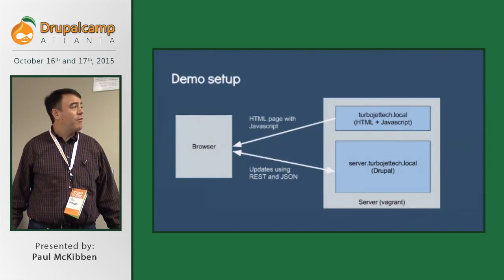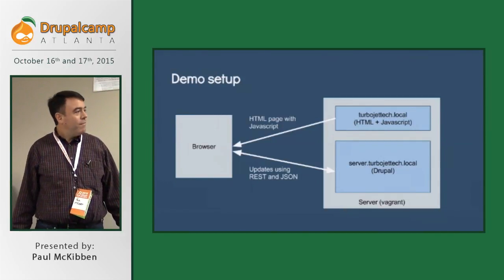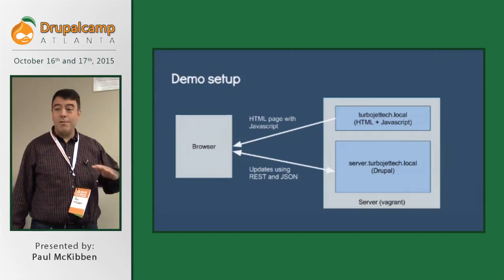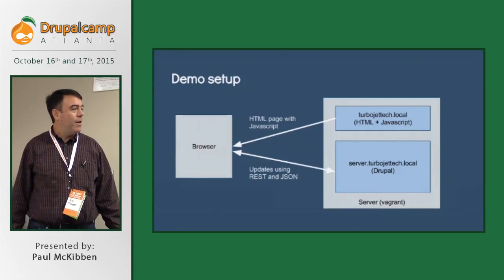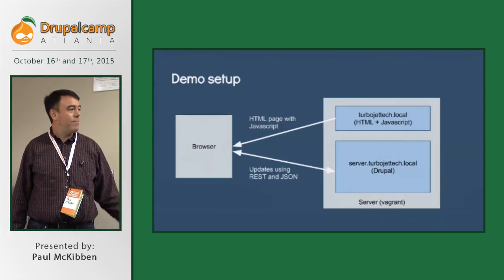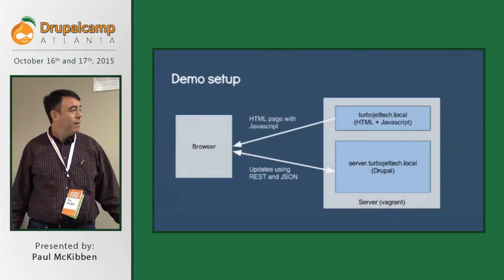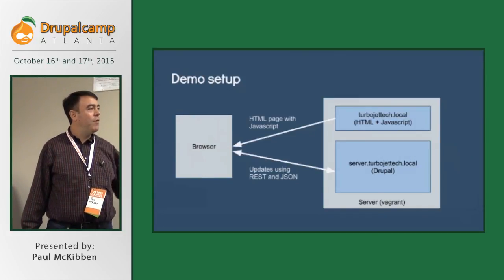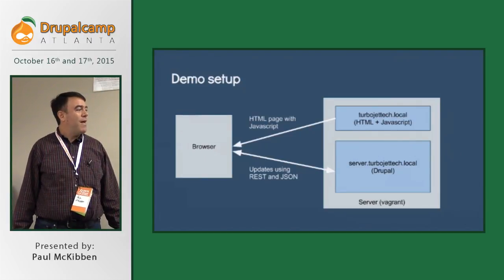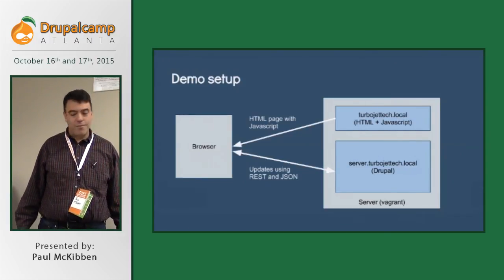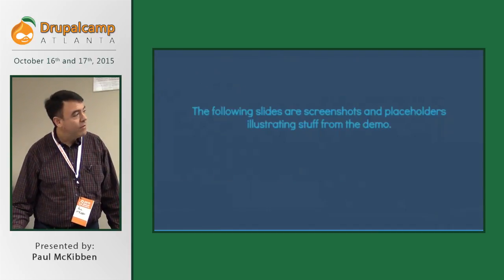What I'm going to do here, I've actually got a Vagrant server on my Mac here with two docroots. One is HTML and JavaScript, no Drupal at all. The other is Drupal, and it's just a server. So the front end is turbojettech.local, and the server is server.turbojettech.local. What will happen is the browser will load the HTML page from turbojettech.local, and then update that page using REST and JSON from the server. Questions about that? So let's go into the demo.